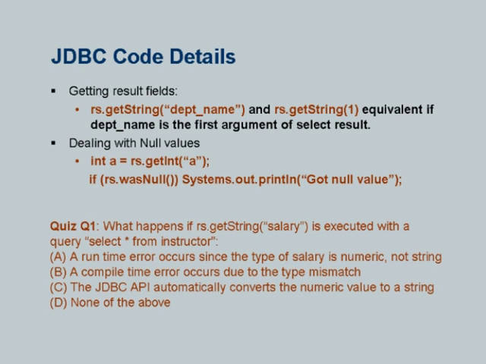So as we just saw, I can get an attribute either by attribute name or by position. So since department name is the first attribute in the result, rs.getString(department name) and rs.getString(1) are really the same thing.